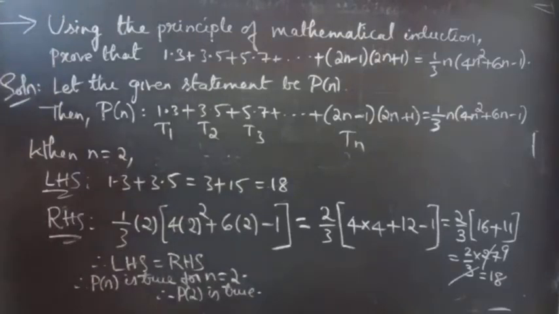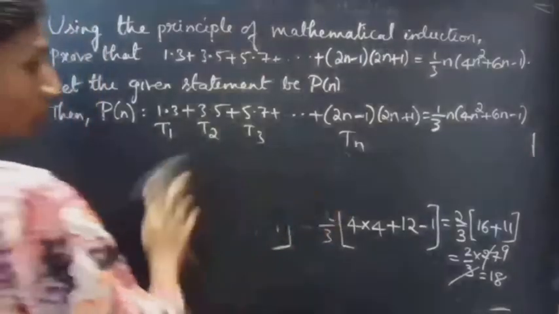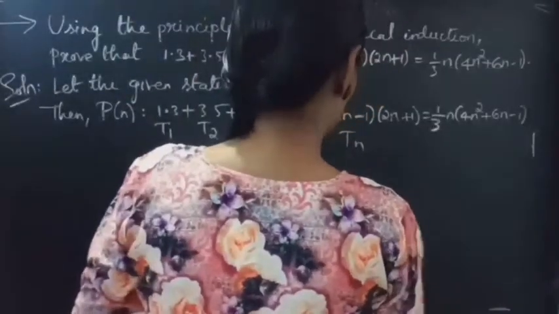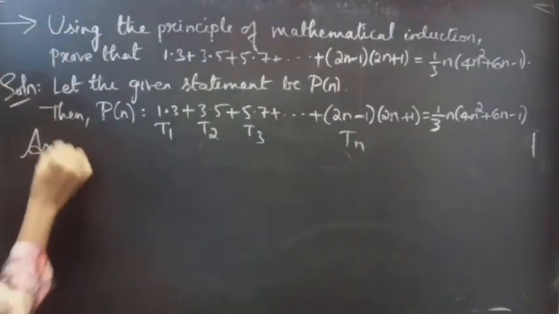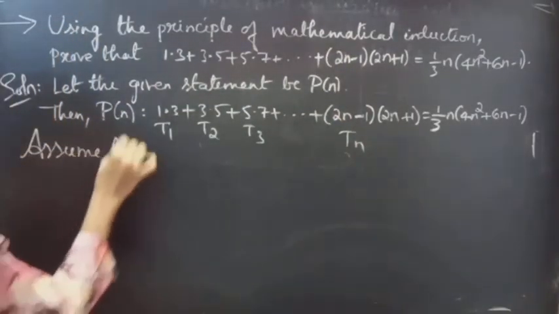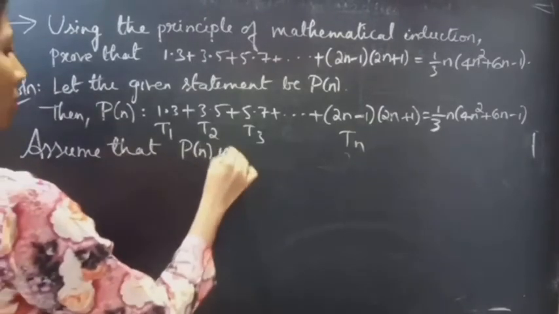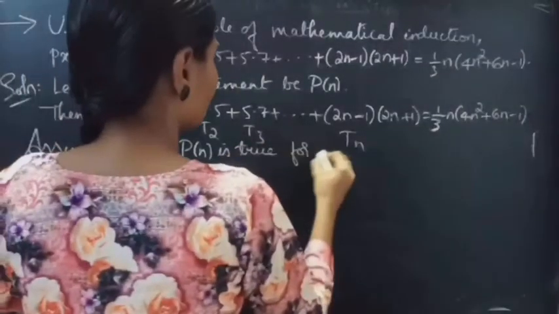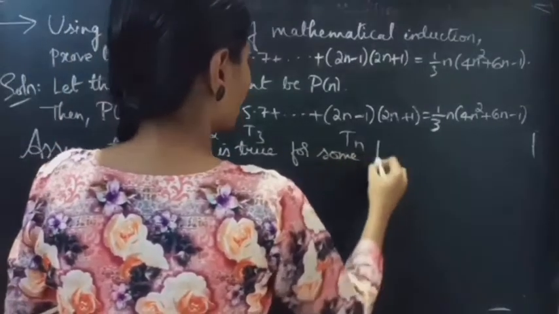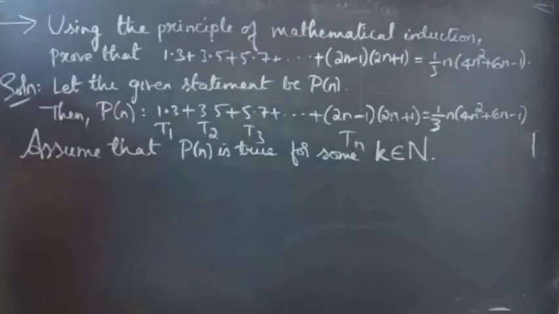Okay, fine. Like that, you can check for n equals 3, 4, 5, and so on. Fine. Now, assume that P of n is true for some k which belongs to natural numbers.